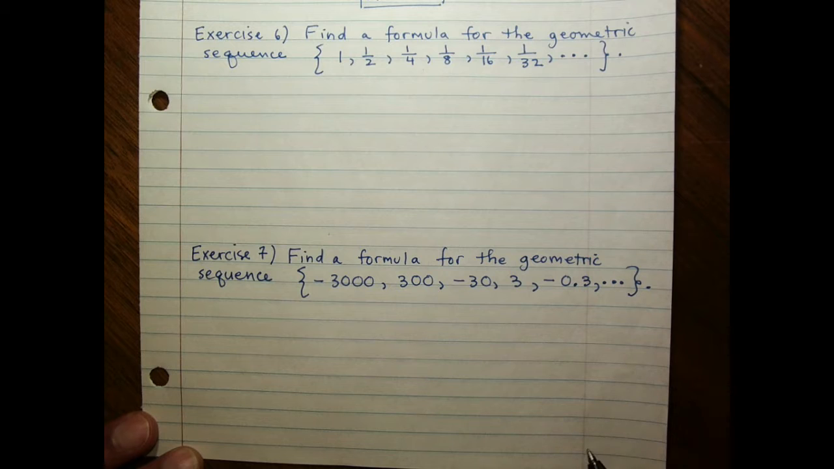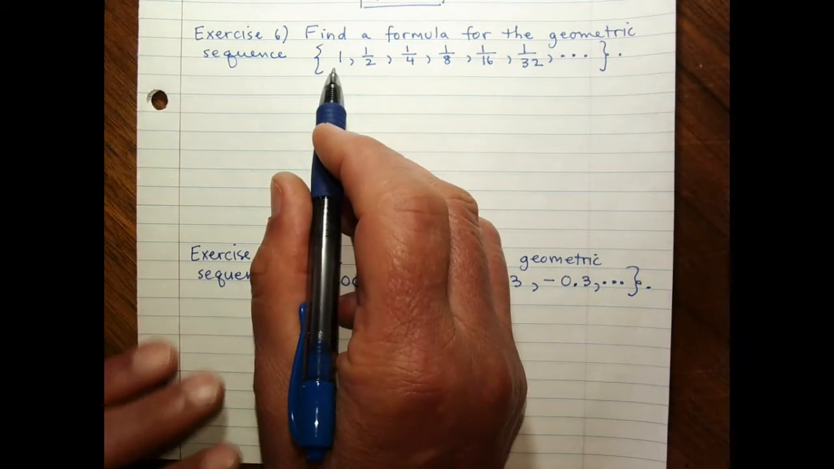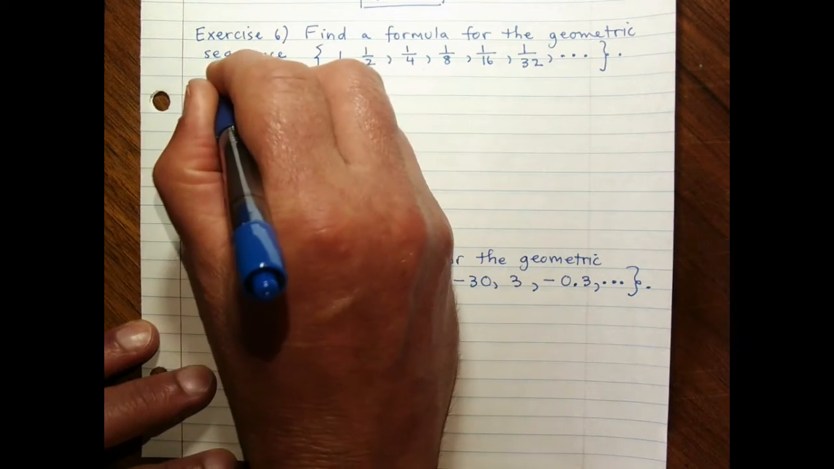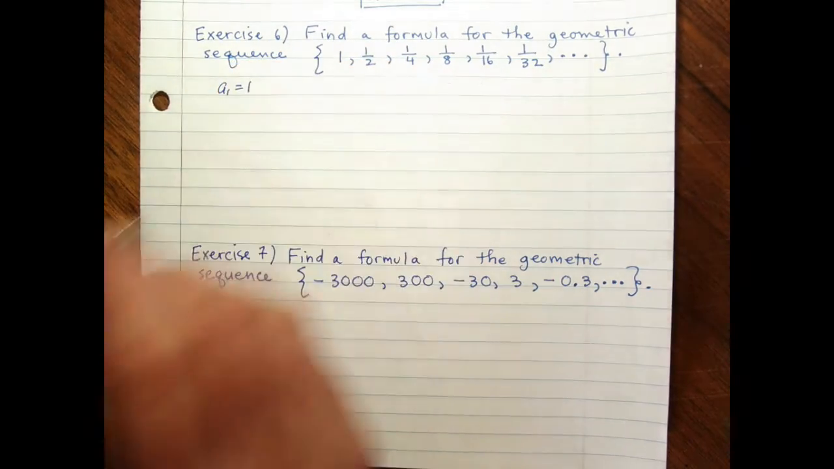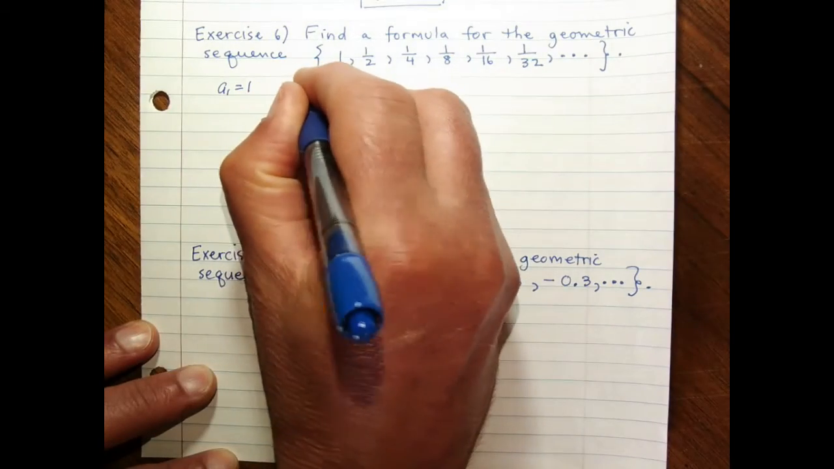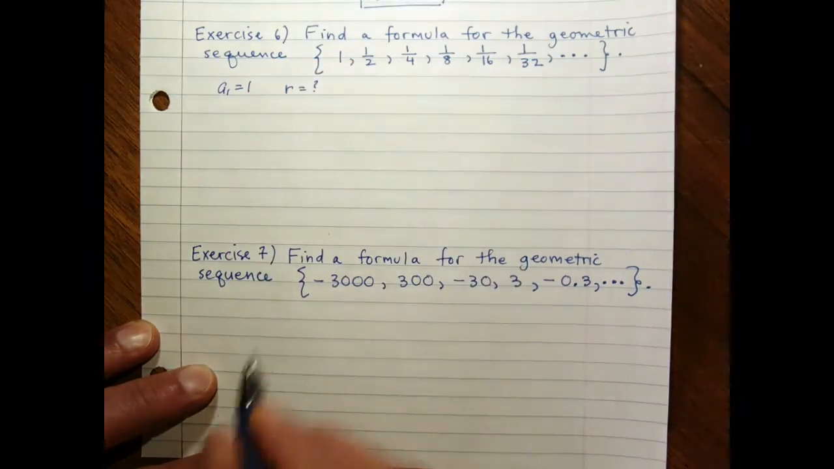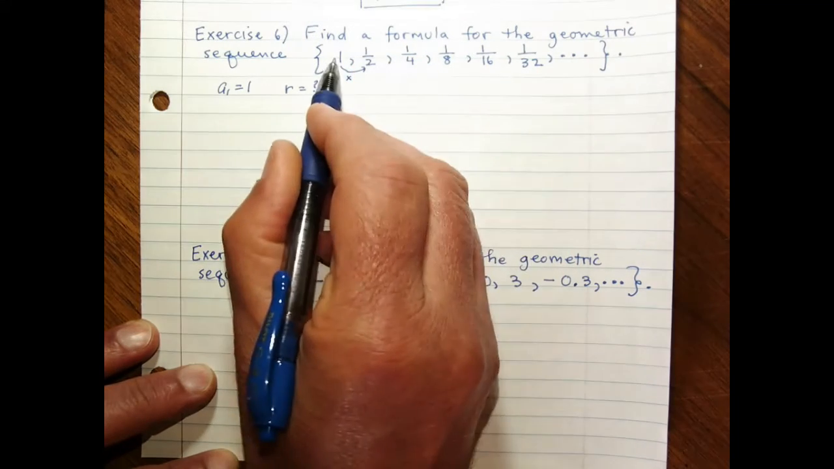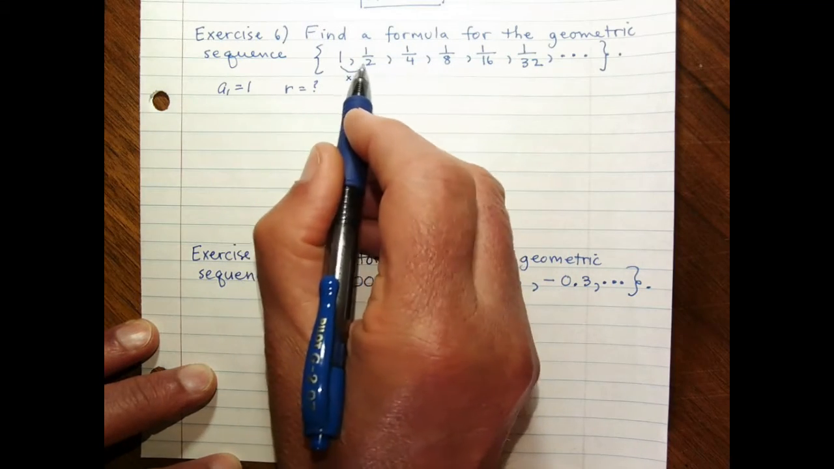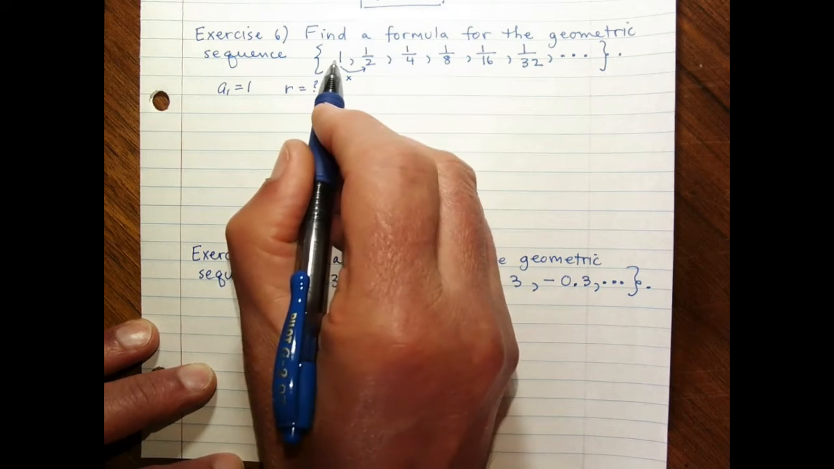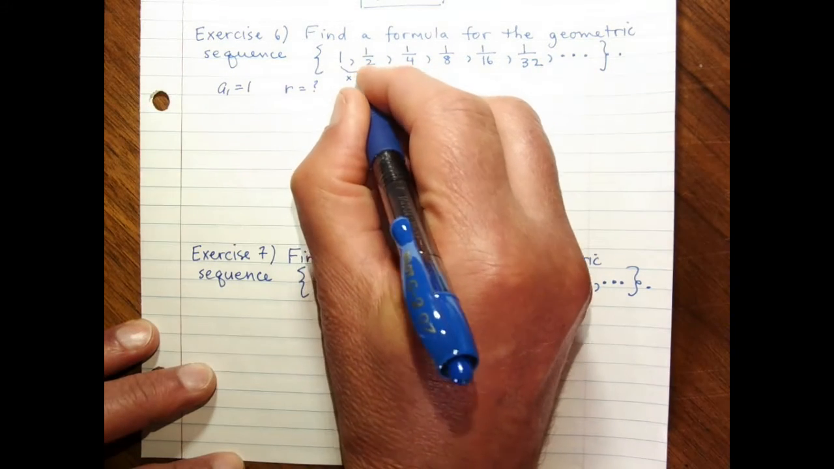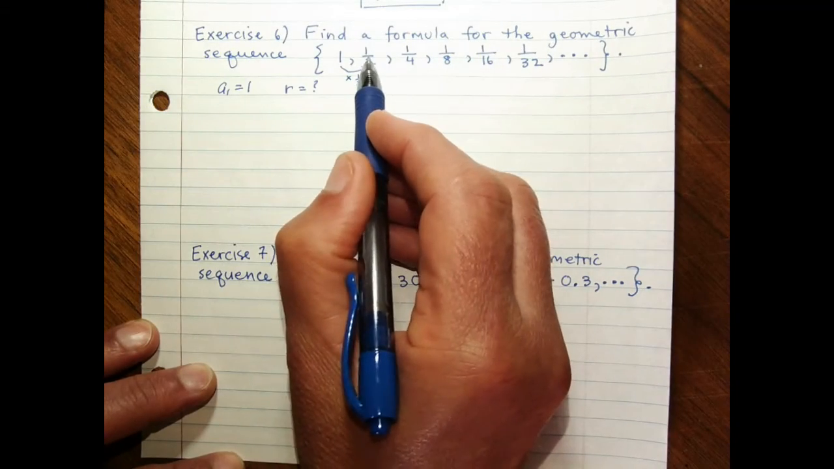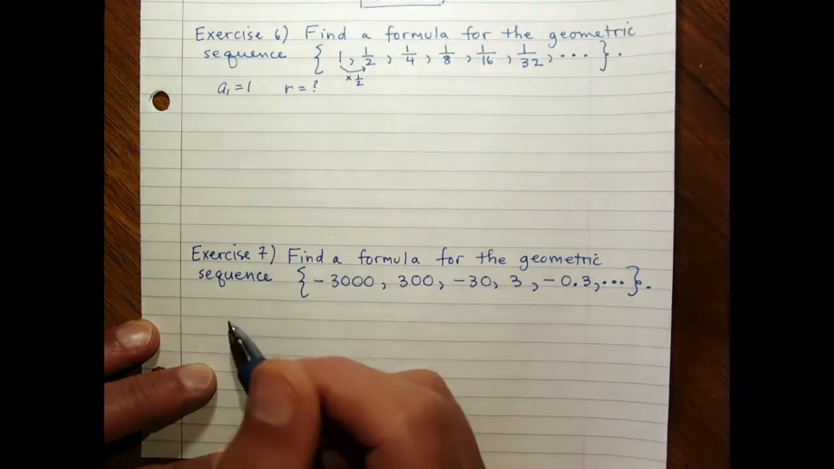So exercise 6, find a formula for the geometric sequence. Here we have to find the formula that's given by this list. We can see right away A1 is equal to 1, and we need to figure out what R is. R is what you multiply by to get from one term to the next. Here, starting with 1, times a half is a half, so we don't even have to divide. If we went backwards, a half divided by 1 is a half, which gives us the same thing.